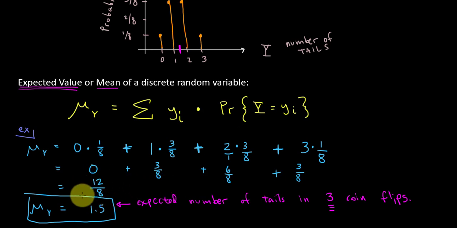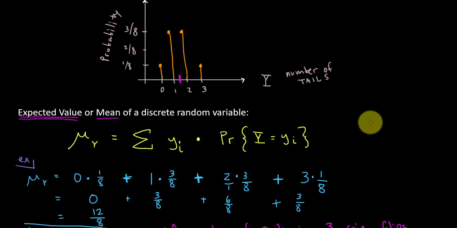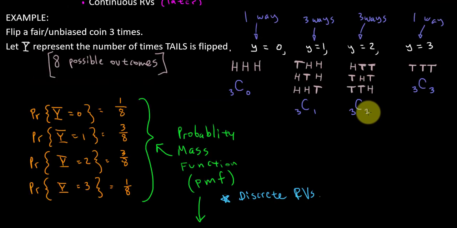Something that I think is kind of fun here, let's keep track of this 12 over 8. I'm going to scroll up. Let's remember up here, we had those 8 possible outcomes. Could you count up how many letter T's you see here? I'm counting them up. Isn't that 12 tails out of the 8 outcomes? It's kind of fun, huh?